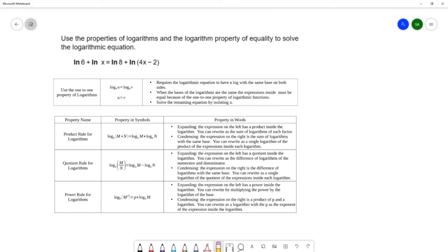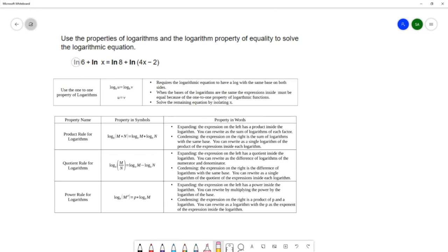On the left, I can see I am adding two logs together. I'm going to be using the product rule in order to condense. When you have the sum of logs, you're going to condense with the product rule. I have the sum of logs on the left and the sum of the logs on the right, so I'll be using that product rule on both sides. But double check before you do that to make sure that your logs have the same base, because you're not able to condense to a single logarithm unless you have the same base.